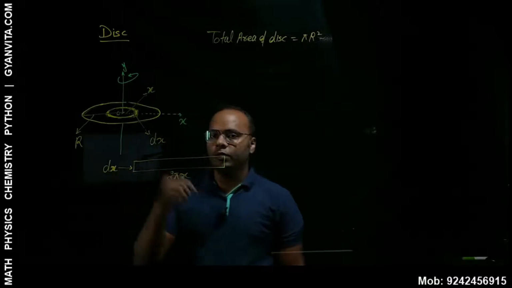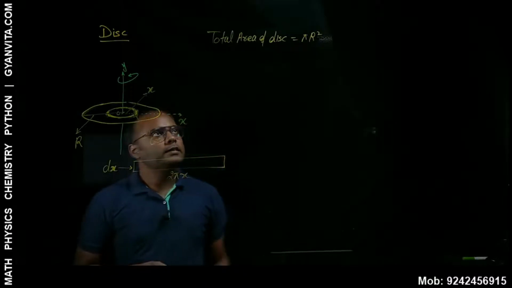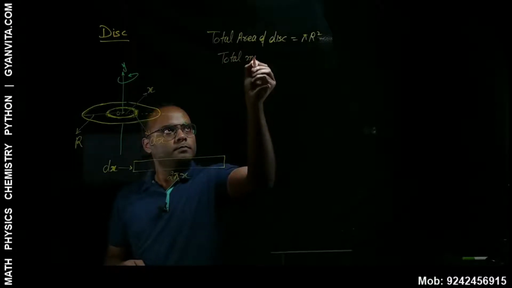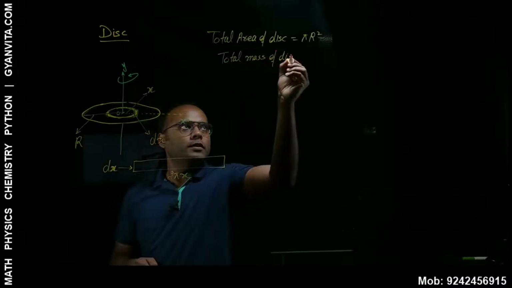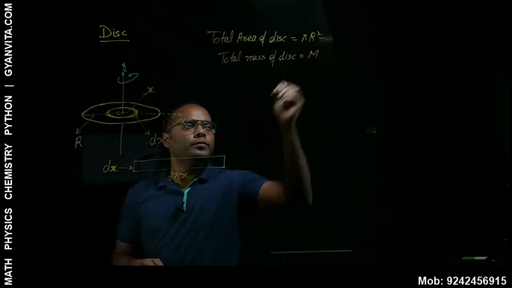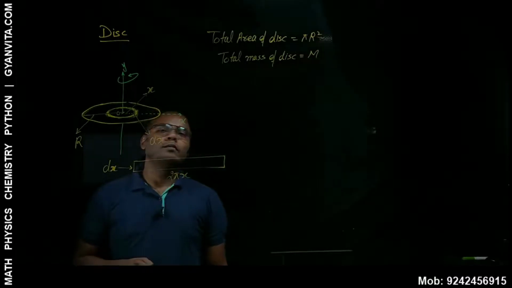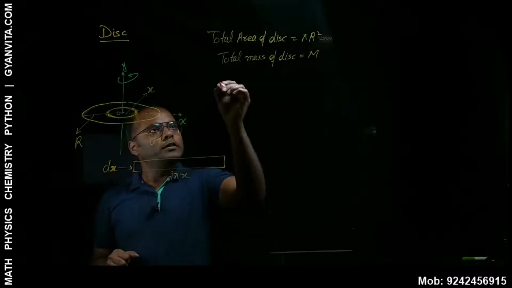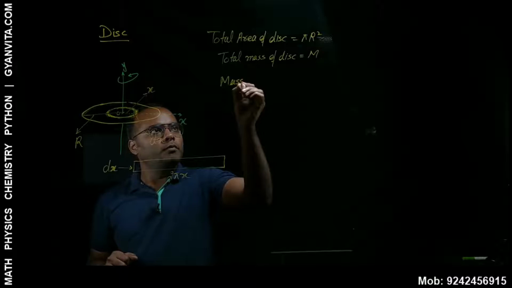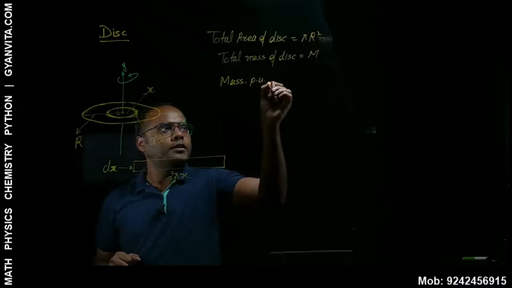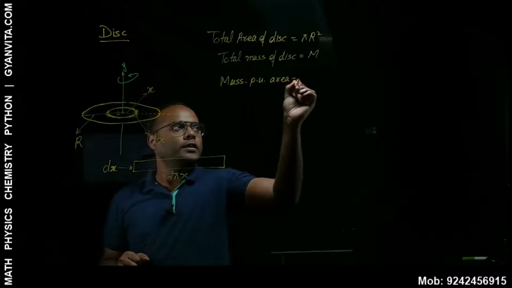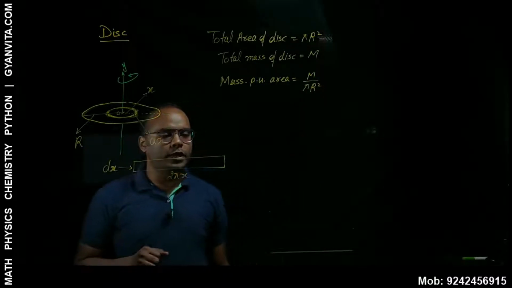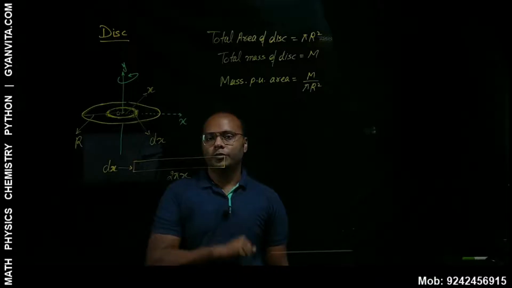Coming to the next part, if total mass of disc, let that be equal to m, and radius of the disc is anyways given here, r. So now in this case, what will be mass per unit area of the disc? It will be m divided by pi r square. Okay, so that is done.